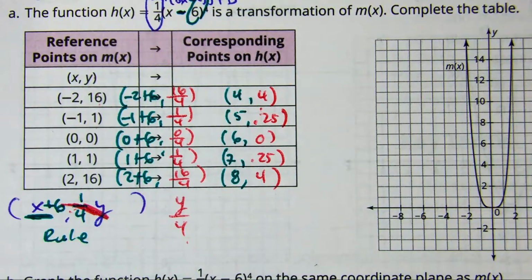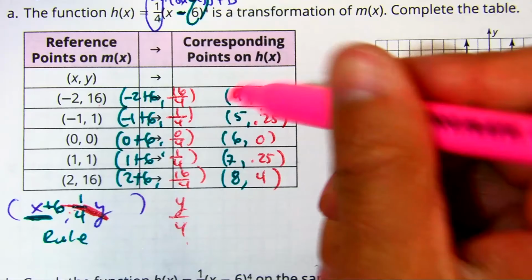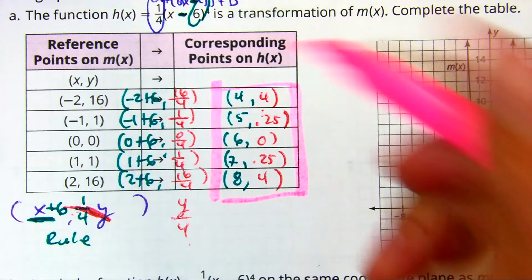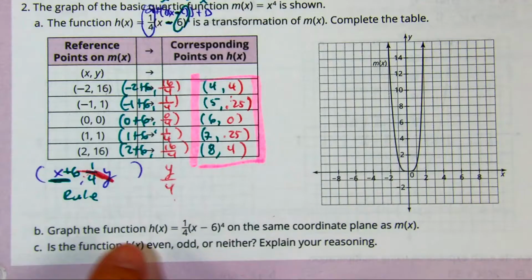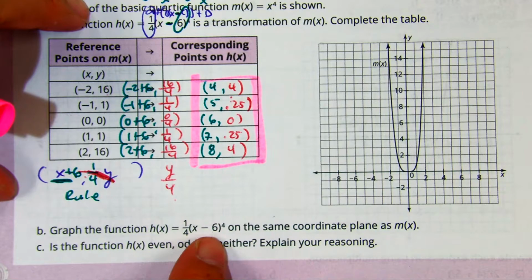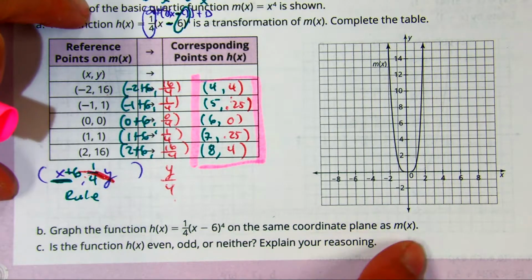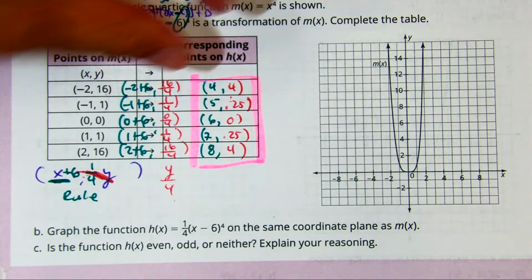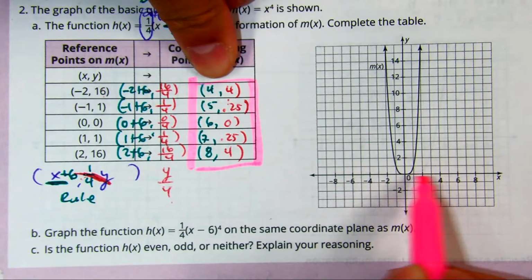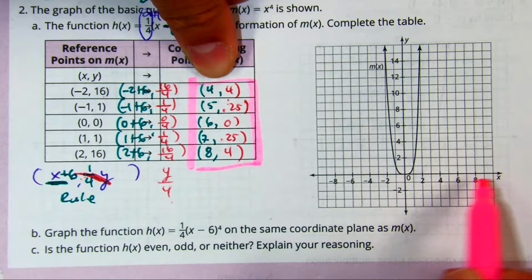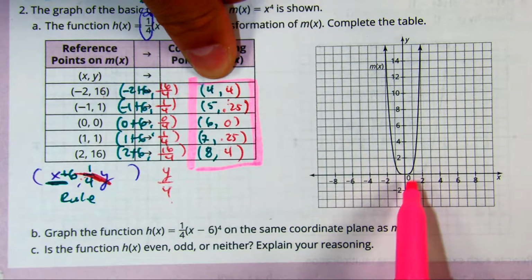Let's go ahead and pick a color. Let's pick pink. And now we're going to go ahead. It says graph the function 1/4 x minus 6 to the 4th power in the same coordinate plane as m of x. I'm going to take a look at my coordinates. Looks like they're counting by 1s, even though I see 2s here, because if I count each box, 0, 1, 2.